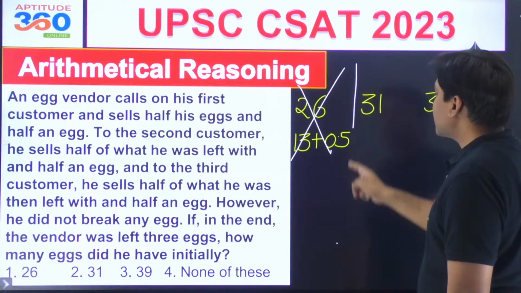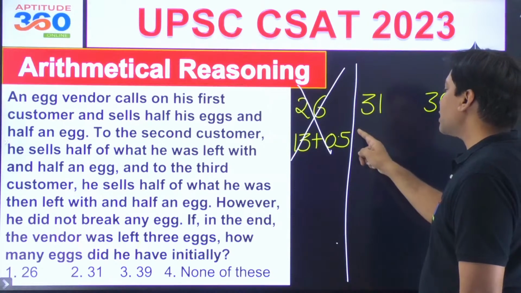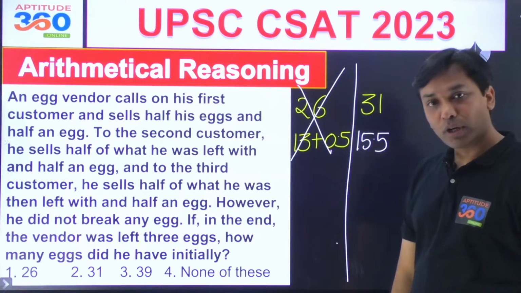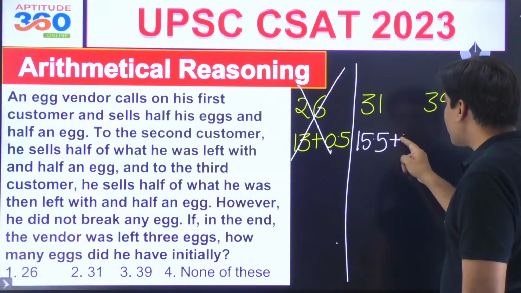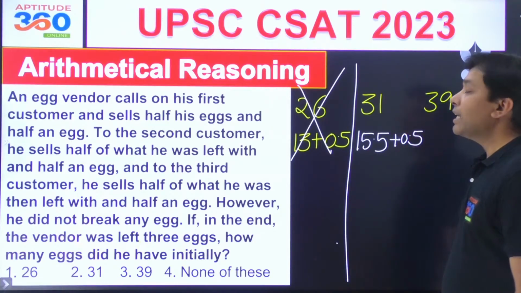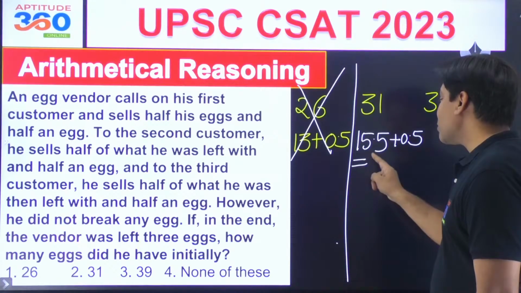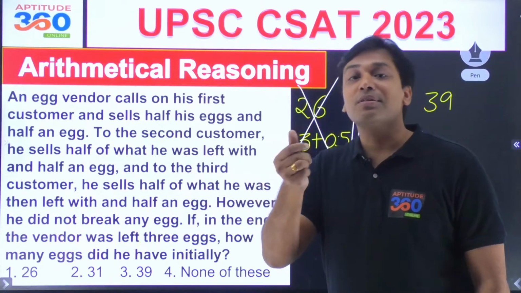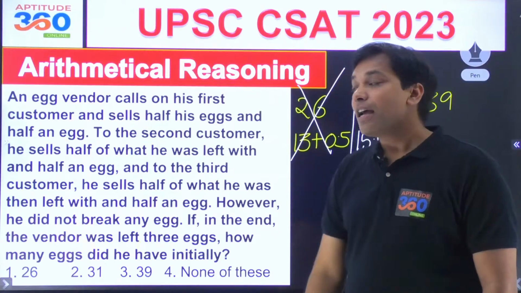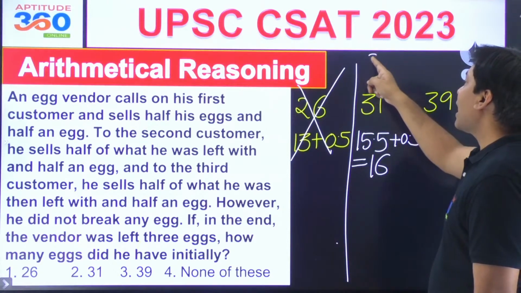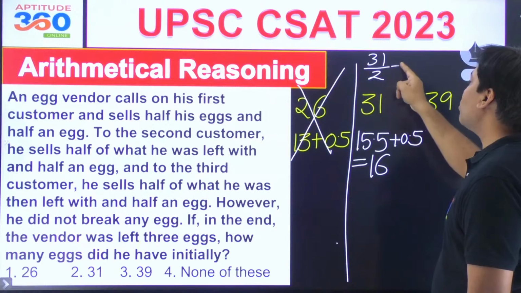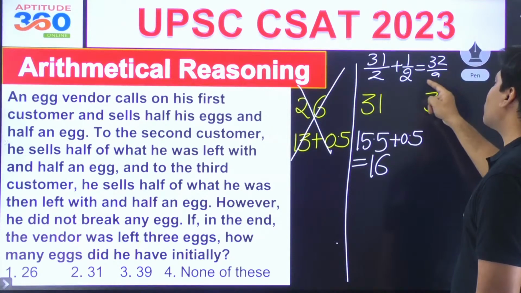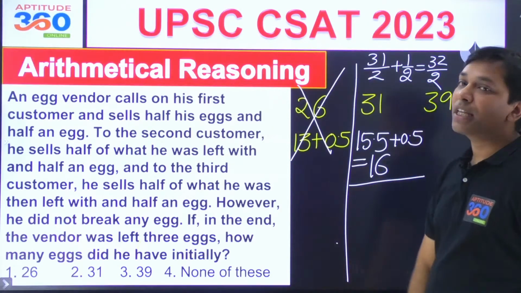You got 31. So what is half of 31? Half of 31 is 15.5. Is that okay? Plus half an egg, which is 0.5. How much is that? This is 16. So he gives 16 eggs to the first customer without breaking any egg. Half of 31 is 31 by 2, plus half an egg. If you simplify, this comes out as 32 by 2, which is 16. He gave 16 eggs to the first customer.